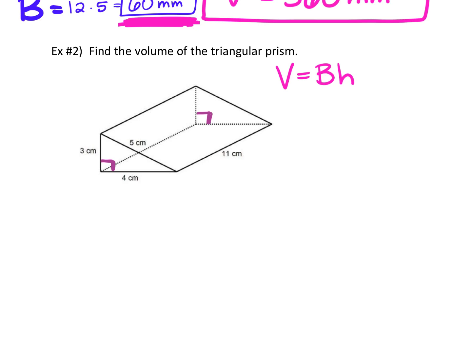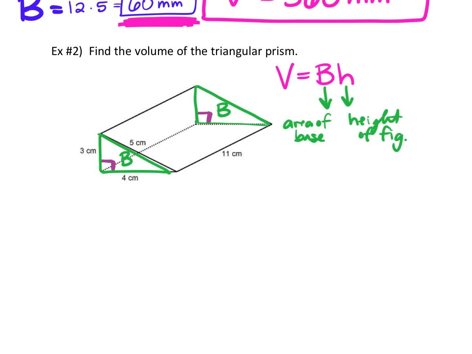So in this one, name that figure. What is this? Triangular prism. So what are your bases? Triangles, okay? This is a base, and that's a base. Your bases are the triangles. So if your bases are the triangles, and we want the area of the base, because that's what the capital B stands for, and the height of the figure. So area of the base, height of the figure. Let's think about what that would be.